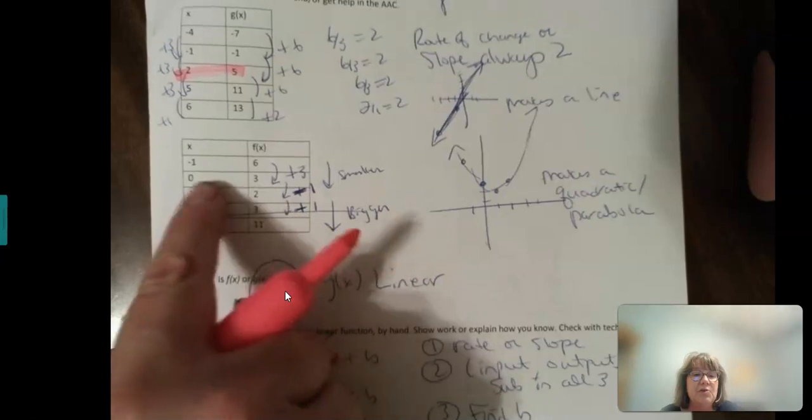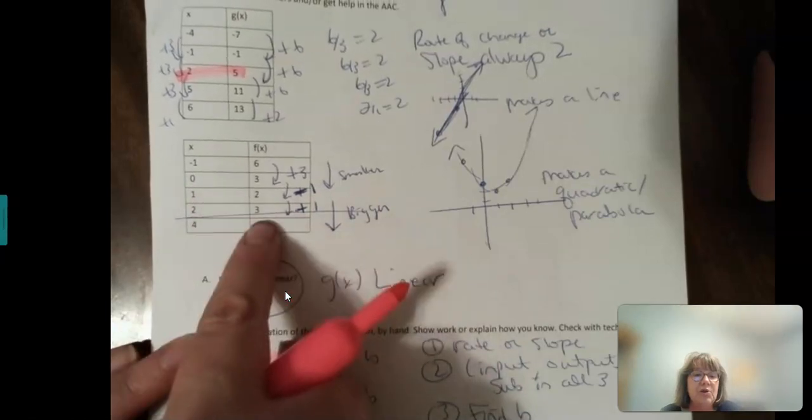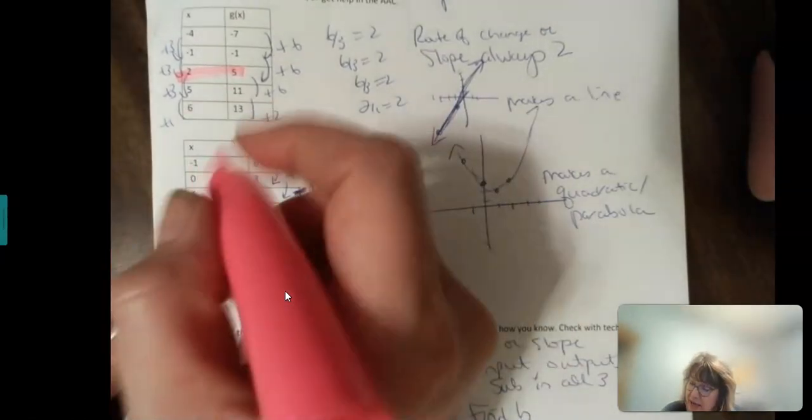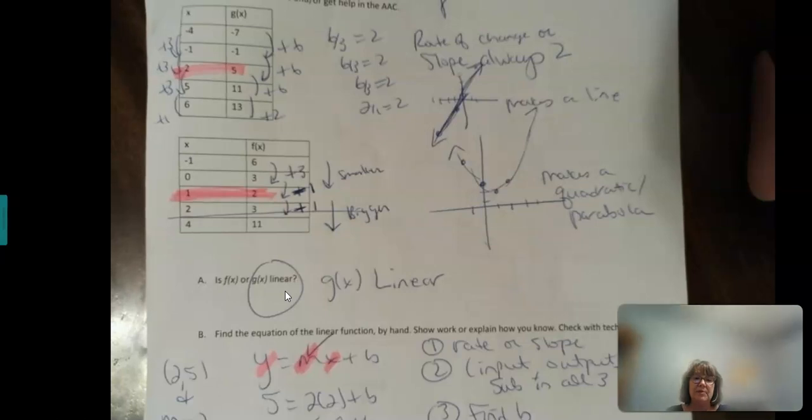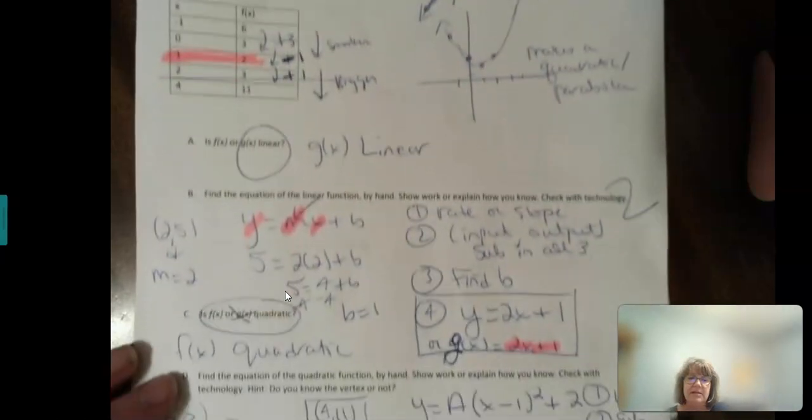Okay, now, it's important to know the vertex here. So do you see how these repeat? 0, 3, 2, 3 repeat. They give you the same output. So there's my vertex right in between them because that's my low point, okay? If I don't give you the vertex, it can be kind of ugly to find.